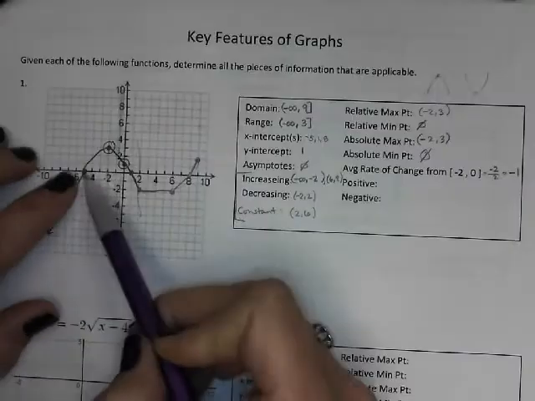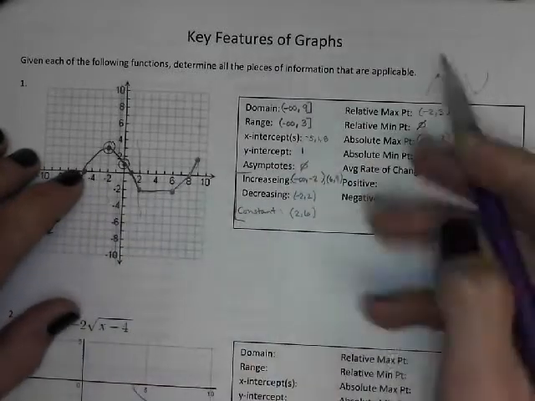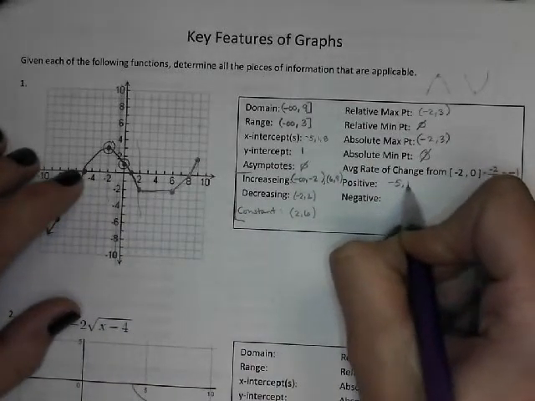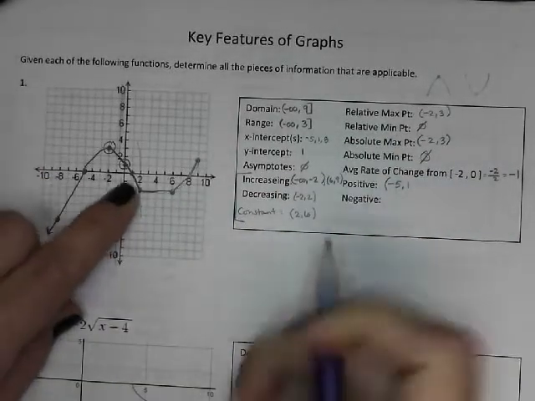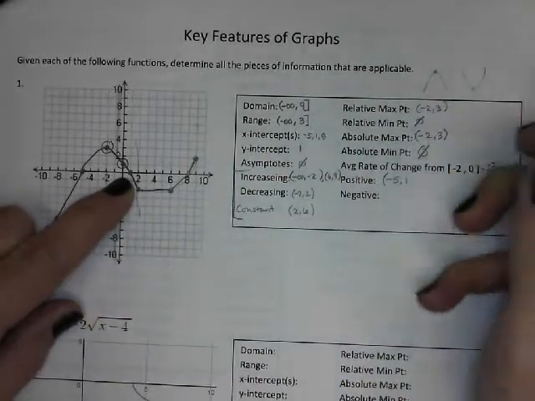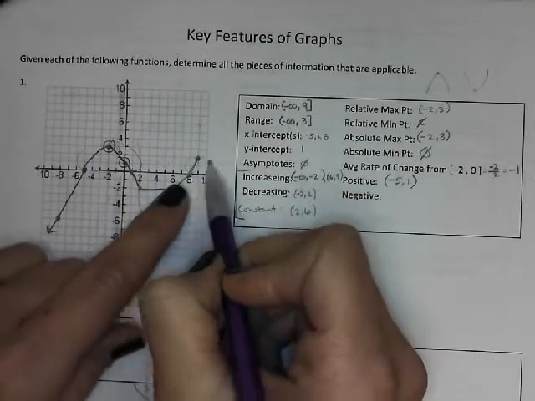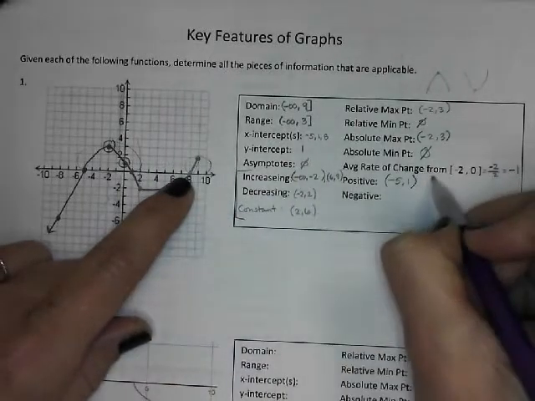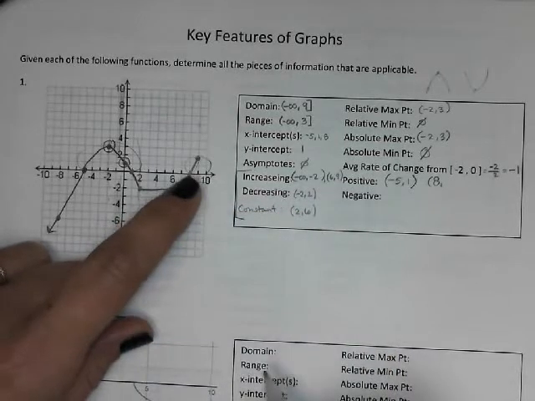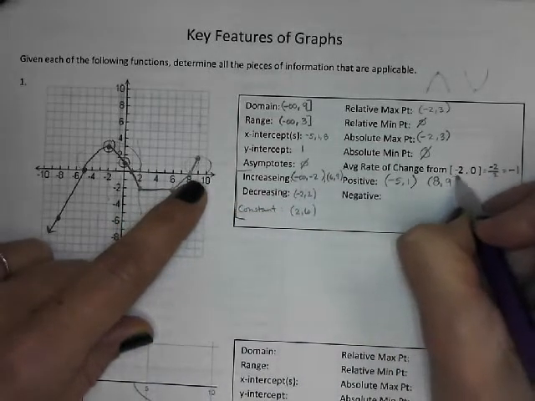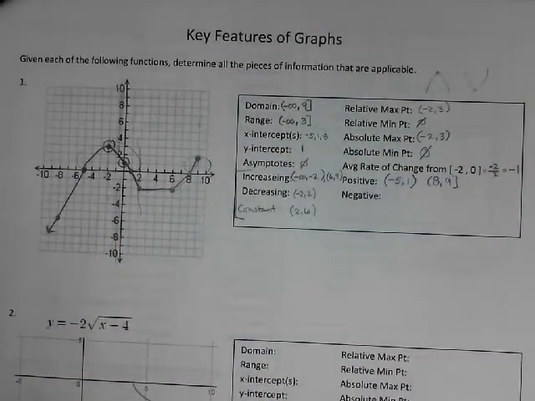Positive intervals means above the x-axis. So starting at negative 5 to positive 1, it's not above the x-axis at negative 5 though, so we use a parenthesis. And it's also not above the x-axis at 1, so we use a parenthesis. It's also going to be above the x-axis again over here from 8 to 9. That does not include 8 because right at 8 is on the x-axis. But it does include 9 because that's a solid dot, and right at 9 it is above the x-axis.